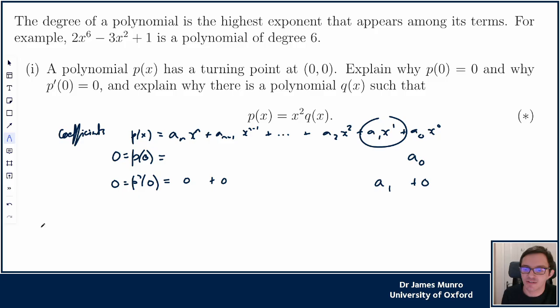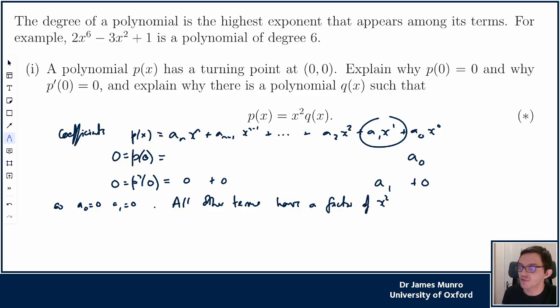So what that means is that a0 is 0 and a1 is 0, and then all the other terms have a shared factor of x squared. So if we pull out that factor of x squared, we'll be left with some polynomial which I'm going to call q of x to match up with this question. So because this particular polynomial can't have a constant term and it can't have a linear term, this x squared factor must factorise out of our polynomial to leave us with some q of x times x squared.